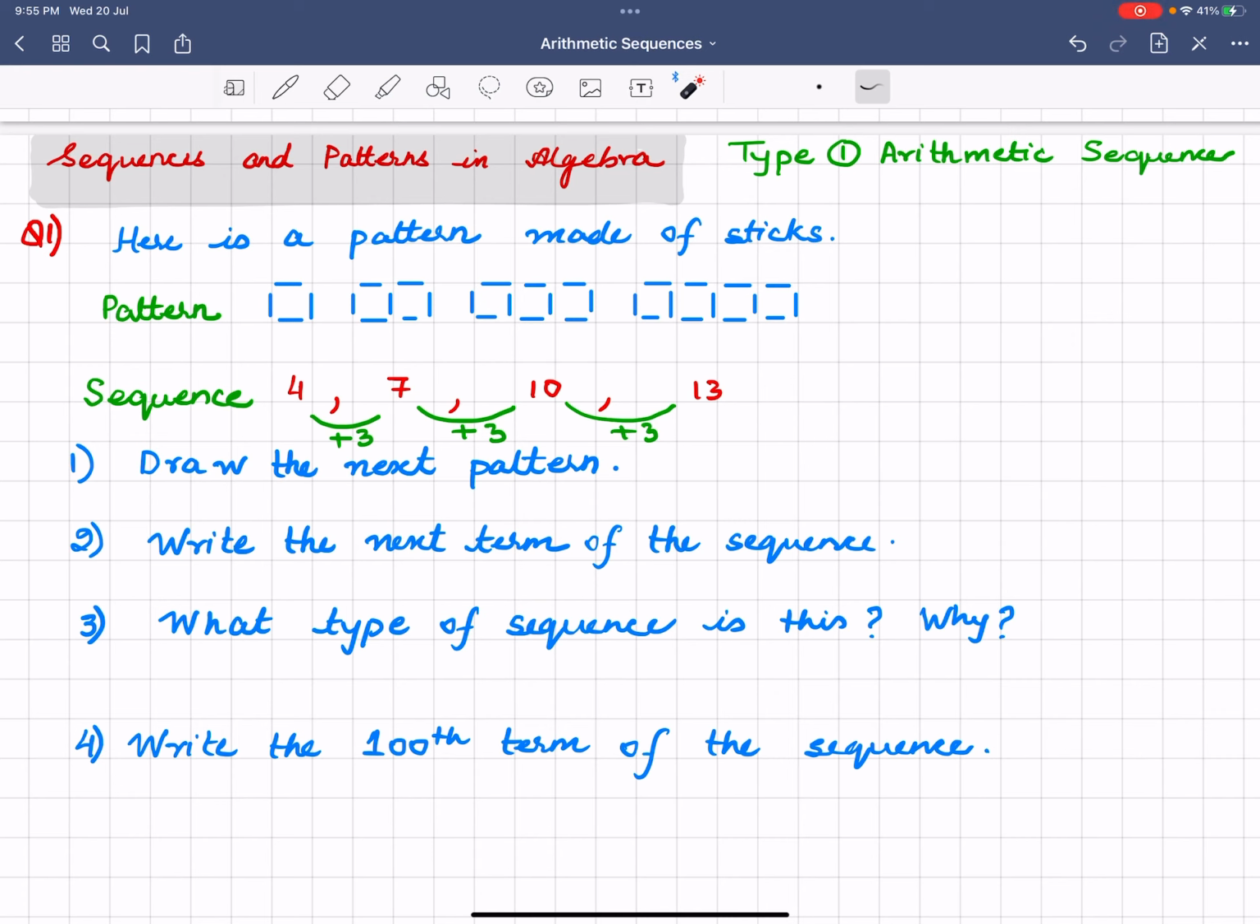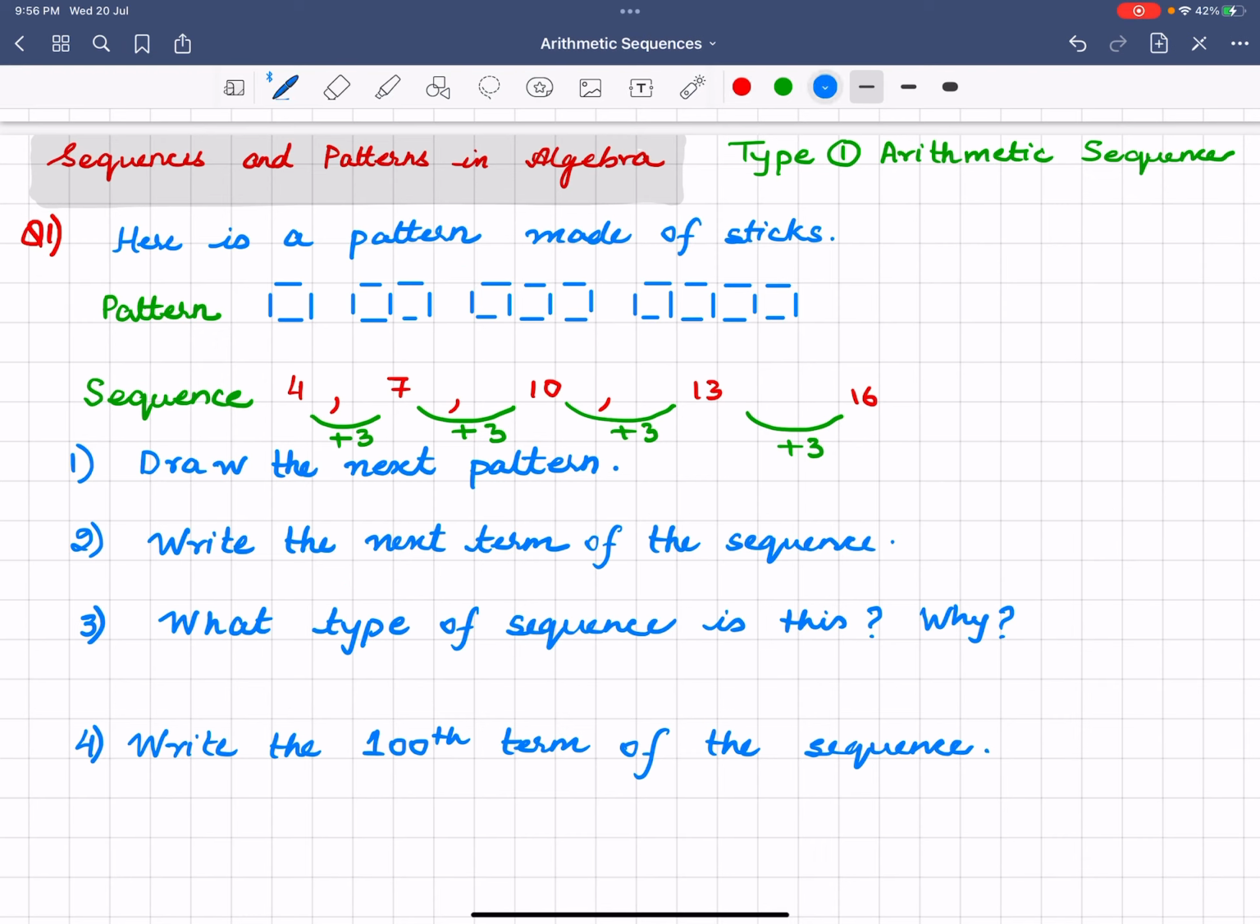Okay, moving on. Let's answer the first question. Draw the next pattern. To draw the next pattern, we have to observe that the first pattern has 4, the second has plus 3, 7, the third has plus 3, 10, the next has plus 3, 13. So the next pattern, which is the fifth pattern, will have again plus 3, which is 16 sticks.